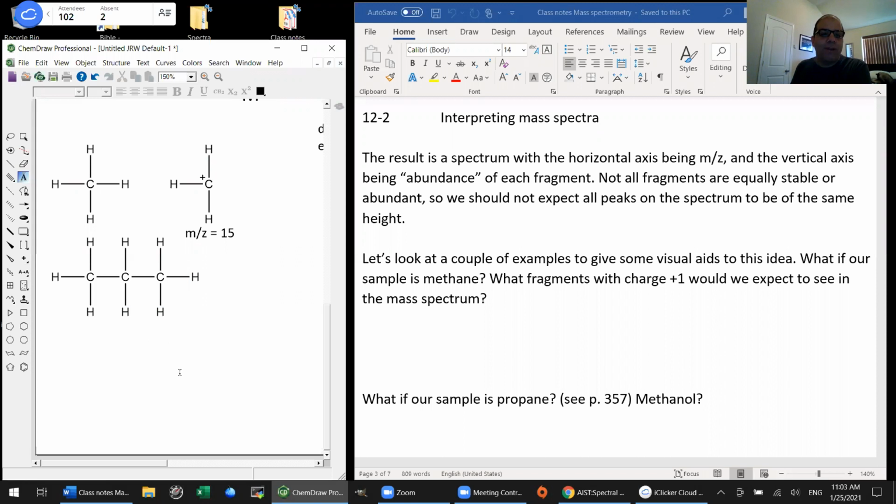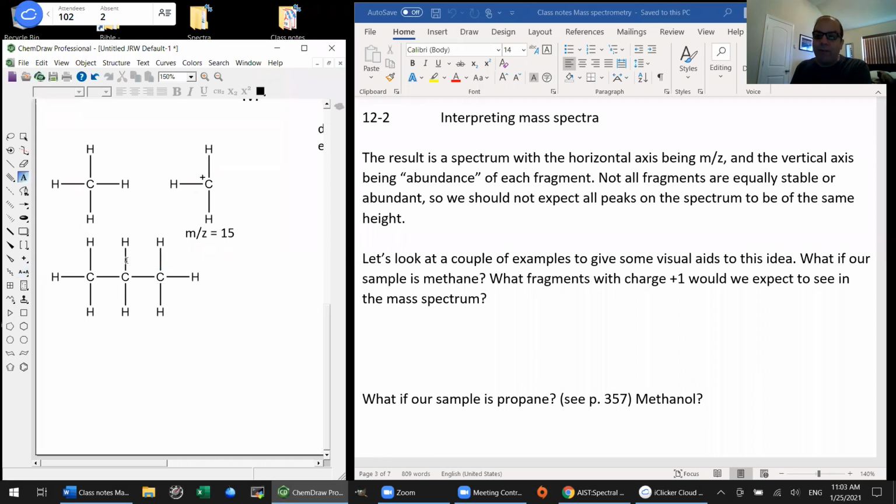So here's our propane. Well, let's look at the possibilities. We can break one of these three, really 6 CH bonds. The ones on the end are all the same. And you'll wind up with a propyl radical and a propyl carbocation.